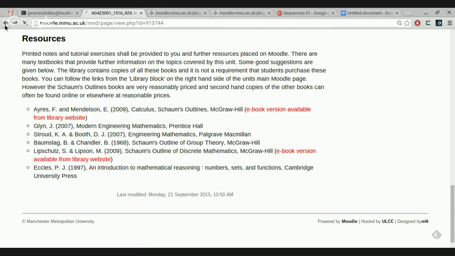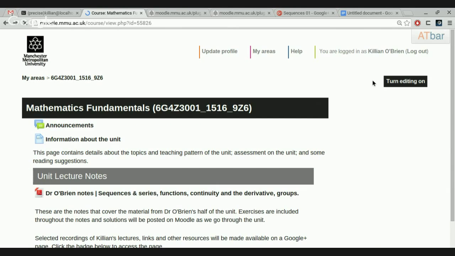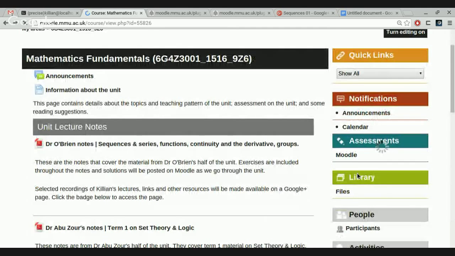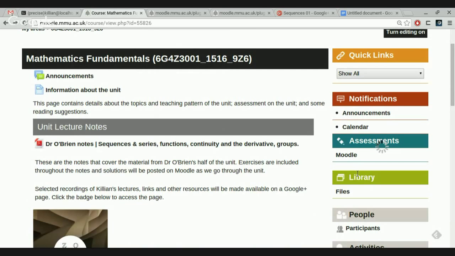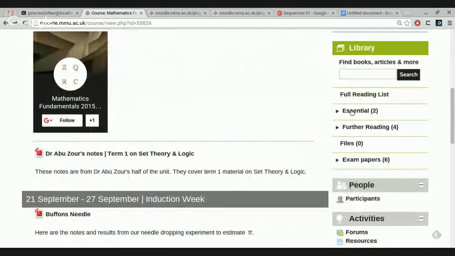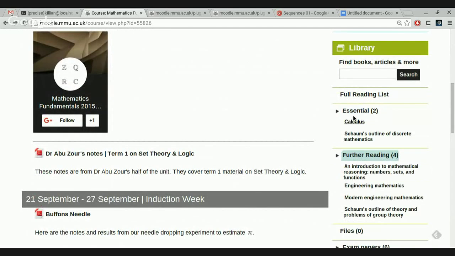Go back to the main Moodle page. They've got physical copies in the library as well. In the library block here on the right-hand side, you've got essential reading and further reading. If you click through there, that calculus is the Schaum's Outline of Calculus one, and Modern Engineering Mathematics is one I particularly recommend. When you click through on those, it takes you to the library website, and there's an online ebook available of those, but also hard copies in the library as well. Okay.